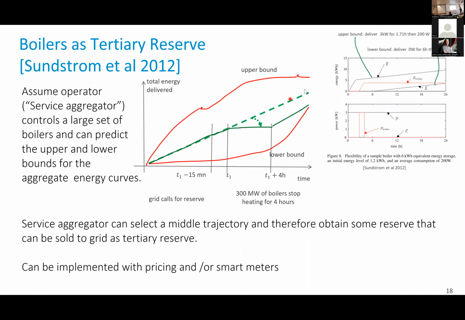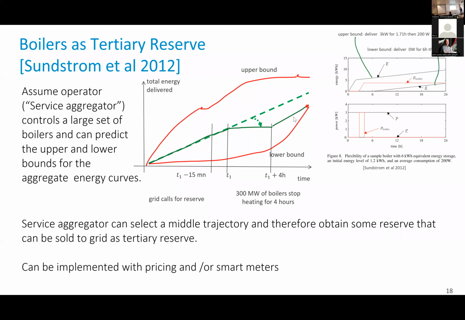And then the idea is if I take a trajectory that is far enough from the bounds, I can deviate from this trajectory when I receive a signal from Swissgrid. For example, the grid is saying there's a power outage somewhere, a big power outage in Switzerland. We need a bit of a large recovery power. Then I can modify the trajectory of my boilers like this here.